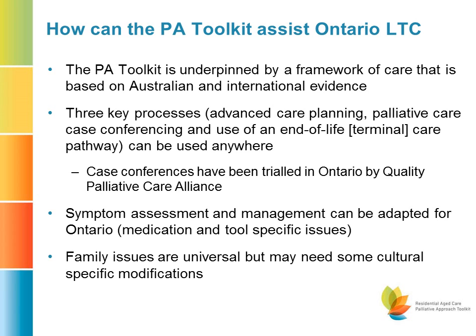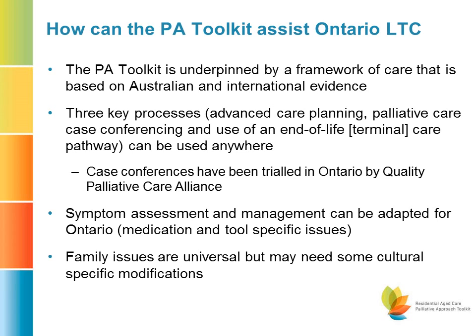So what can you take from this? The toolkit is underpinned by the international evidence. Some of the evidence is Australian, a lot of it's from the US. So it is an Australian toolkit, but it's not just based on the Australian evidence. The 3 key processes, advanced care planning, palliative care case conferencing, and the end-of-life care pathway, can be used anywhere. And the case conferences have been trialled as part of Mary Lou's project quite successfully here.